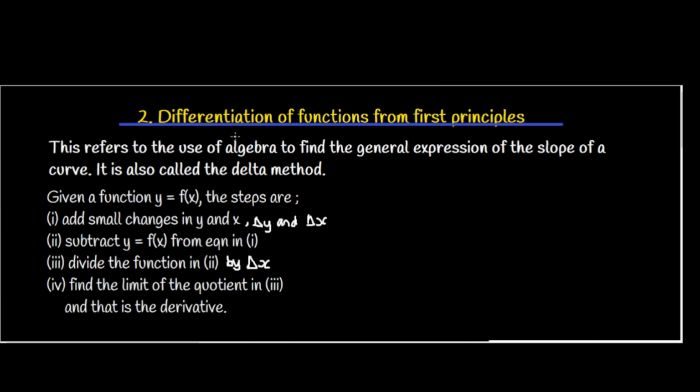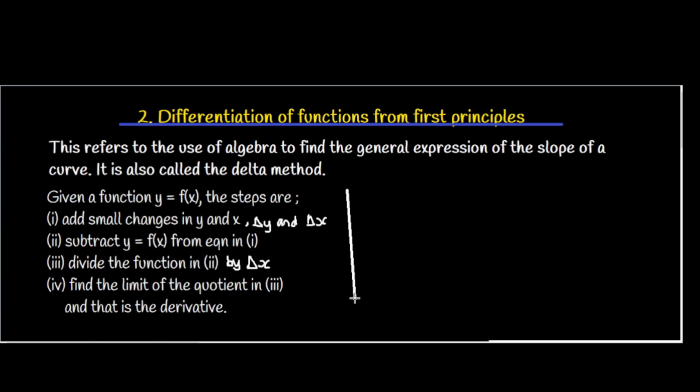In section number 2, we have differentiation of functions from first principles. What does this mean? This refers to the use of algebra to find the general expression of the slope of a curve. The other person can also say that this refers to the use of algebra to find the general expression of the gradient of a curve. It is also called the delta method. Below here, I've listed the steps for differentiating from first principles.